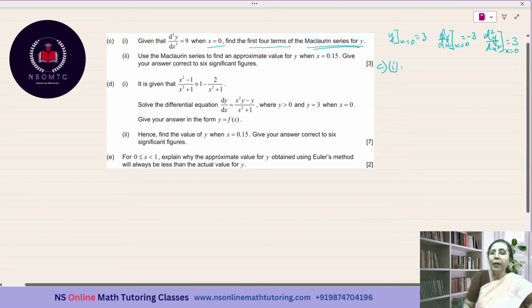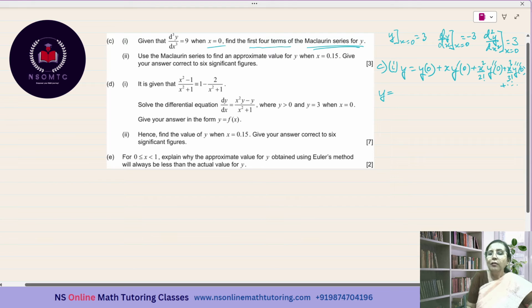Okay. Now, the Maclaurin series for y will be y is equal to y of 0 plus x times y dash 0, dy by dx, I'm writing it as y dash 0, plus x square over factorial 2 y double dash 0, plus x cube over factorial 3 y triple dash 0. Of course, plus dot dot dot. I have written just the first 4 terms. Okay. Now I will be substituting the values.